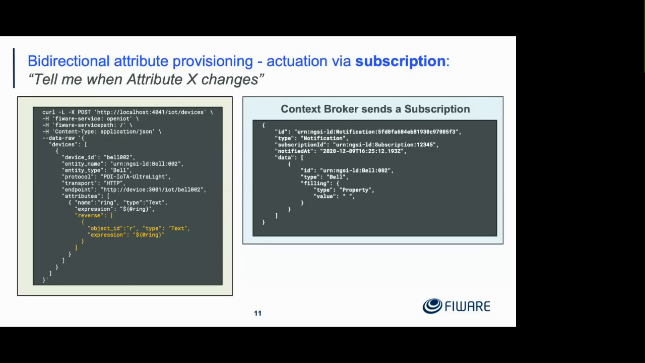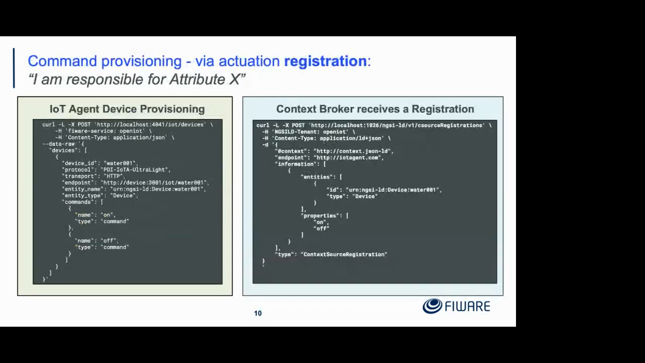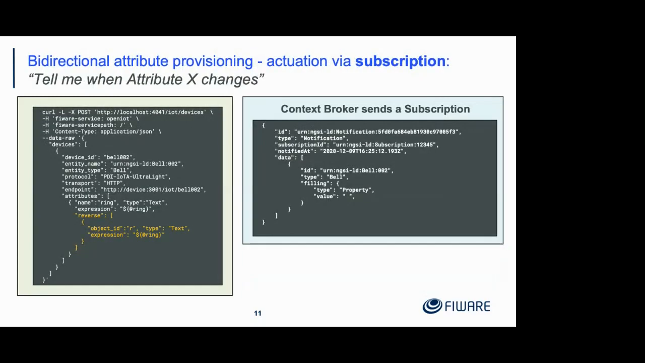The alternative is called in the documentation bidirectional attribute provisioning, which is actuation via a subscription. Once again, you can see the syntax of the provisioning, the one in green, has changed, but the header part is all the same. It's saying, I'm still a device. I've still got an endpoint in the real world. I've still got a name within the real world and a name within the context broker, and I have attributes.